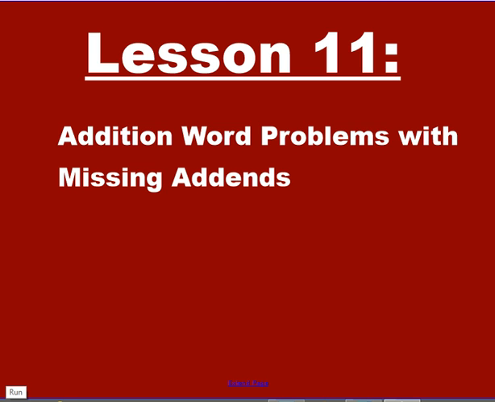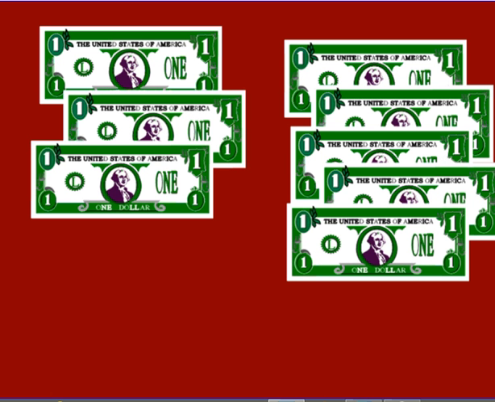Welcome 4th grade to flipped lesson number 11, addition word problems with missing addends. In previous lessons, we've taken a look at addends. Two numbers when added together will equal a total. So in this case, if Tom had $3 and was given $5 more, we would write that $3 plus $5 is going to equal $8.